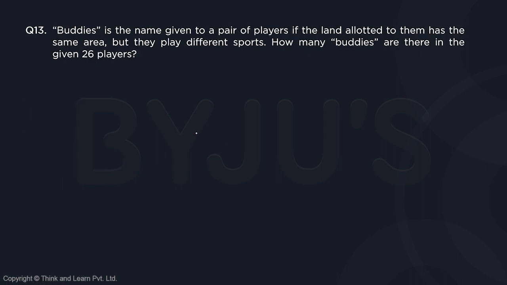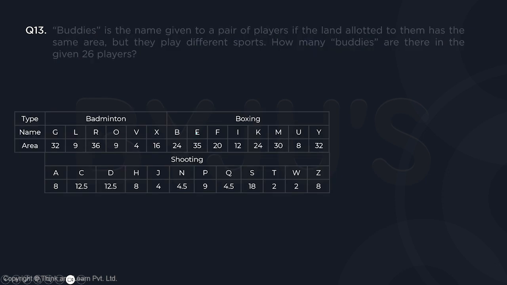Buddies is the name given to a pair of players if the land allotted to them has the same area but they play different sports. How many buddies are there in the given 26 players? So we have to find those pairs who play different sports but have the same area. For example, is there any buddy of G, who is playing a different game than badminton but has the same area? Yes, there is a buddy of G, that is Y. There is no other buddy of G.